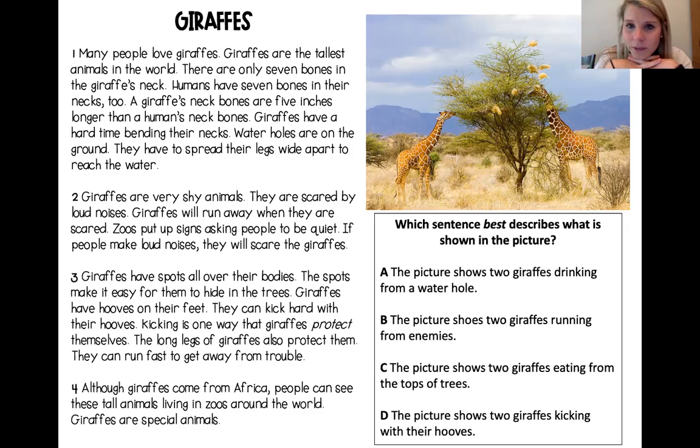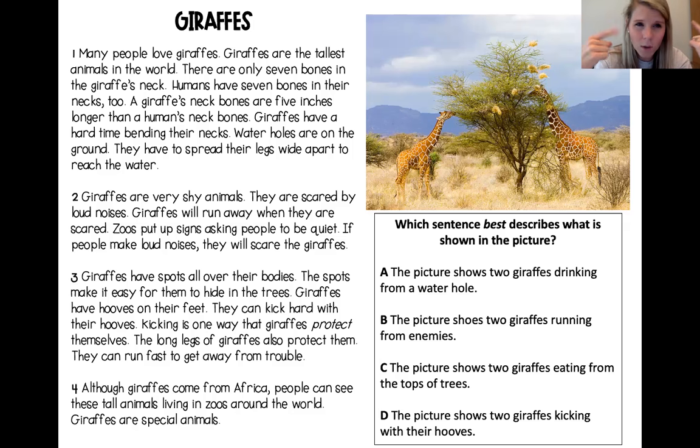So I see that we're obviously outside somewhere. I can maybe infer that this is in Africa because it did mention how giraffes come from Africa in our text. And I see the spots on their bodies. I see how long their necks are. And I notice that there is a tree, and both of the giraffes, there's two, have their heads in the trees. So I can probably infer with their heads in the trees that maybe they're looking for something, maybe they're trying to find food, maybe they're eating leaves off the top of the tree.